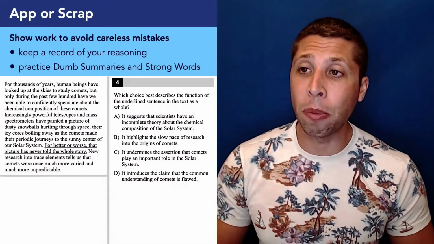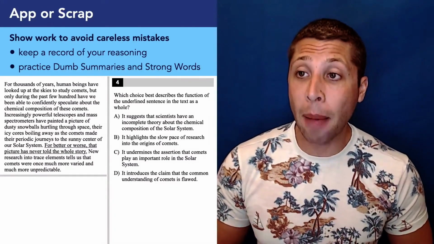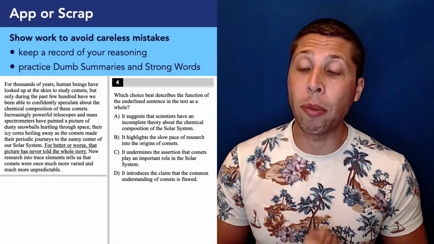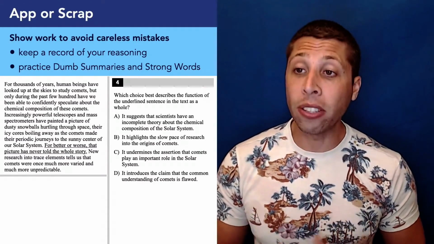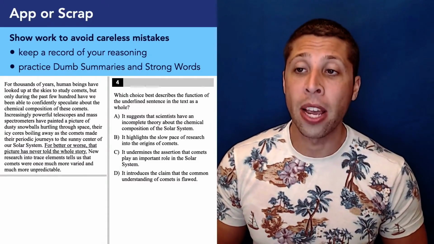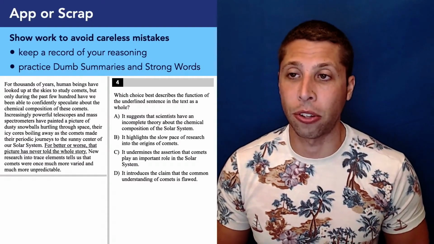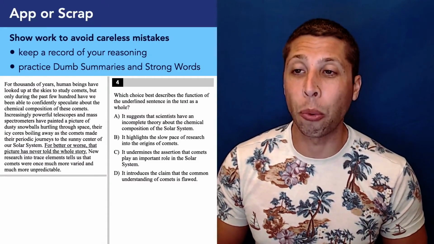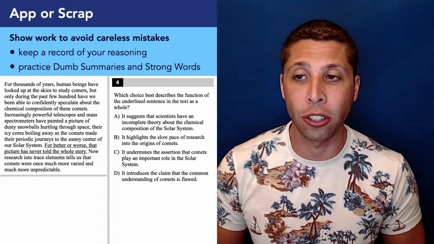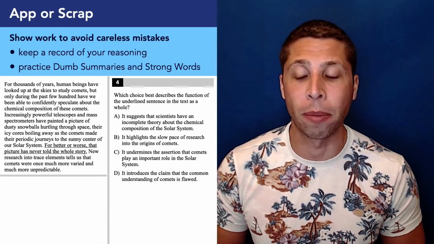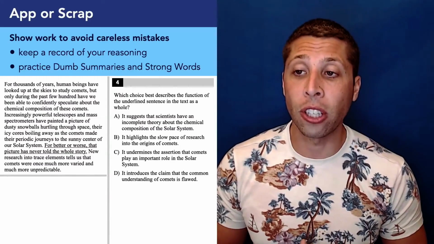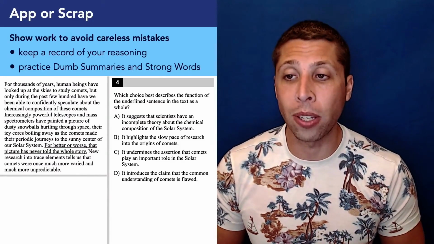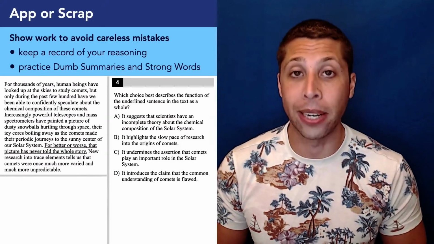For thousands of years, human beings have looked up at the skies to study comets, but only during the past few hundred have we been able to confidently speculate about the chemical composition of these comets. Increasingly powerful telescopes and mass spectrometers have painted a picture of dusty snowballs hurtling through space, their icy cores boiling away as the comets made their periodic journeys to the sunny center of our solar system. For better or worse, that picture has never told the whole story. New research into trace elements tells us that comets were once much more varied and much more unpredictable.